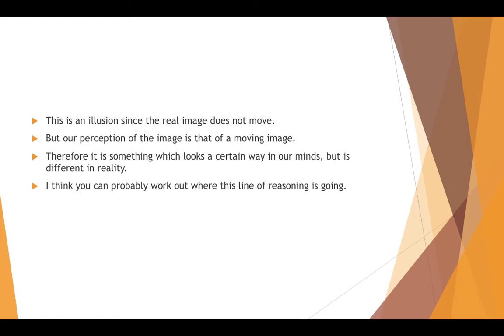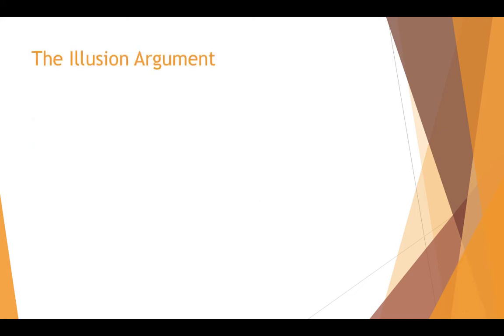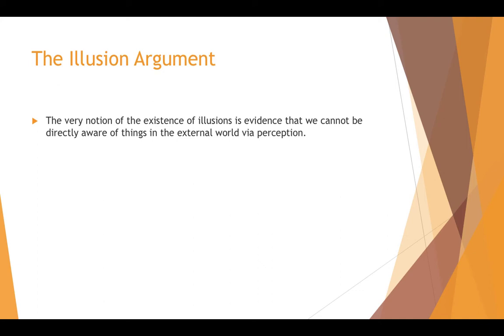So I think you can start to see why the illusion argument and just the existence of illusions in general proves to be quite controversial for this viewpoint. Because if we're perceiving something that is actually different in real life from how it is in our minds, then how is there a direct link? And that's what we're going to formalize here. So it's in the form of a number of premises and a conclusion. So we're going to have a look at it in a minute.